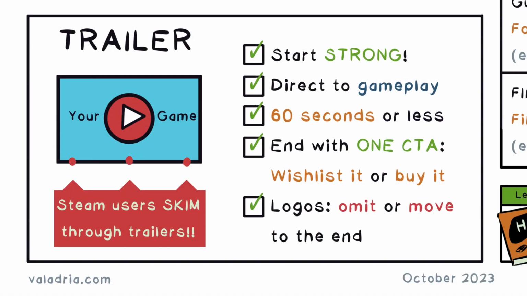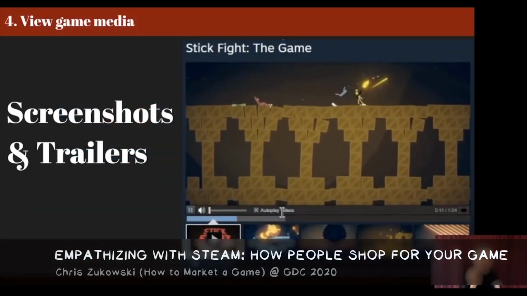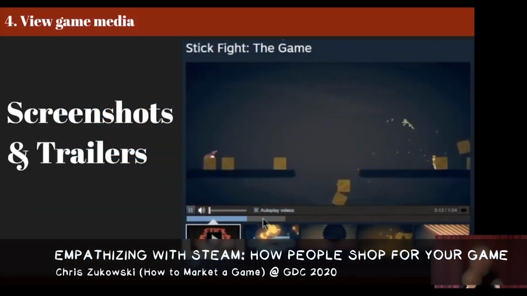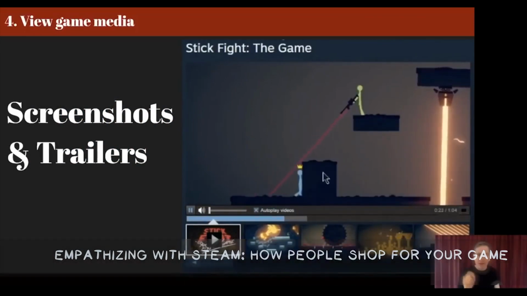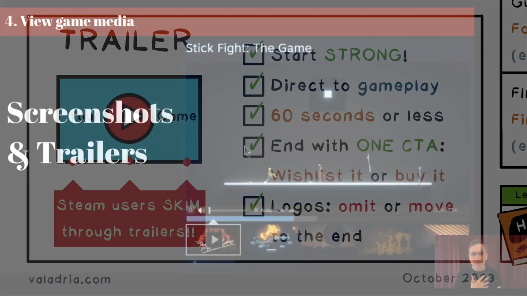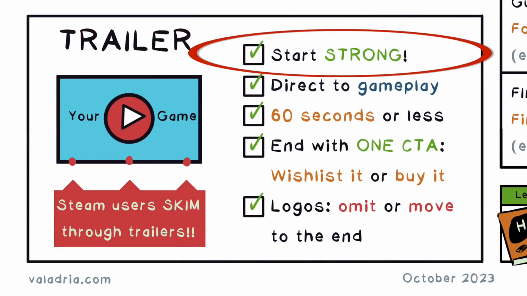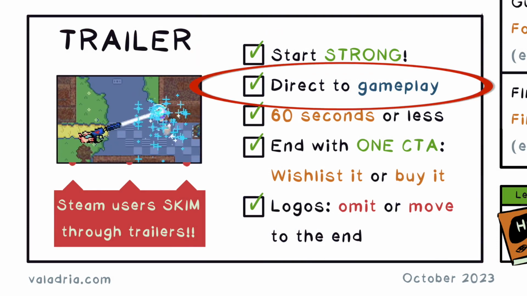Your gameplay trailer is super important for your Steam page, but keep in mind that Steam users tend to skim through them. And when they're looking at the video, they're skipping ahead really fast. Watch, he's skipping ahead right there. Here are some best practices. Start strong with exciting sounds, music, or a joke. Get directly into gameplay, not text or logos.